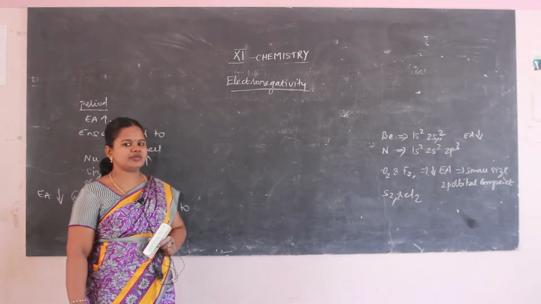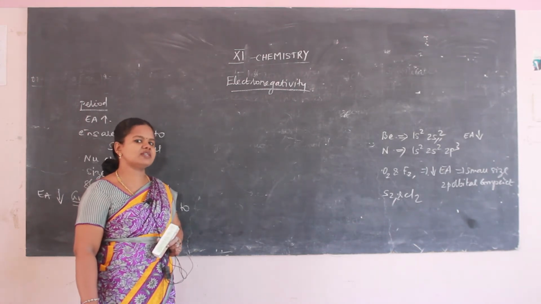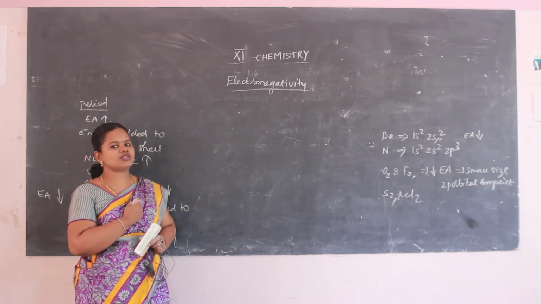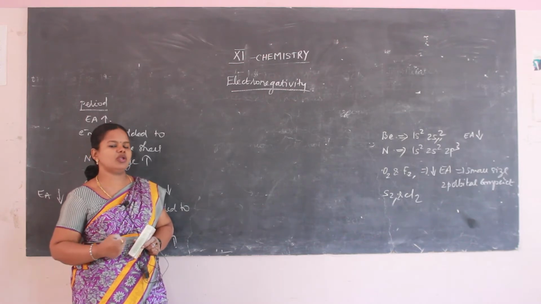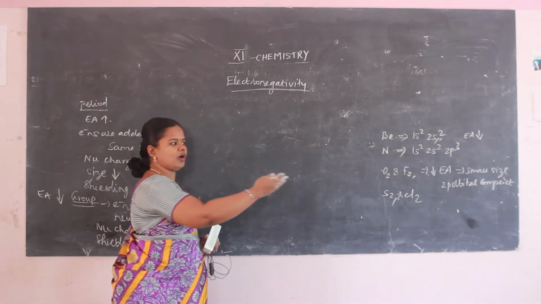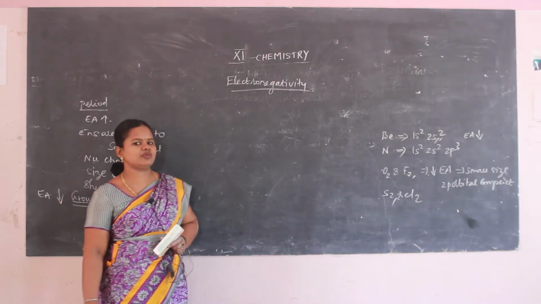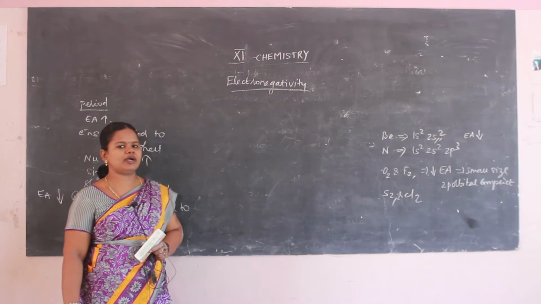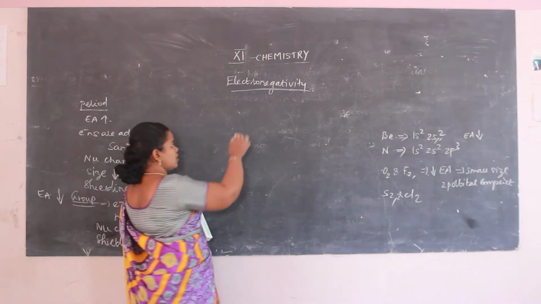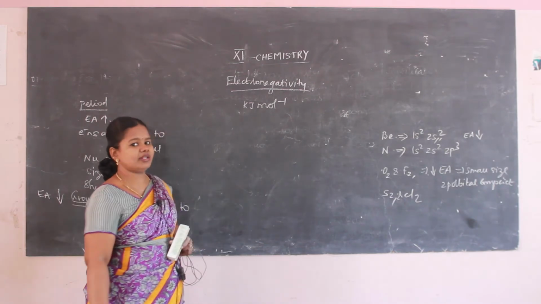And next one, electronegativity: the tendency of an atom in a molecule to attract the shared pair of electrons towards itself. What is a shared pair? I give one electron and the other atom gives one electron and shares them, and I pull both those electrons towards myself. So that is known as electronegativity. It is also expressed in kilojoule per mole, and we cannot easily determine this electronegativity.